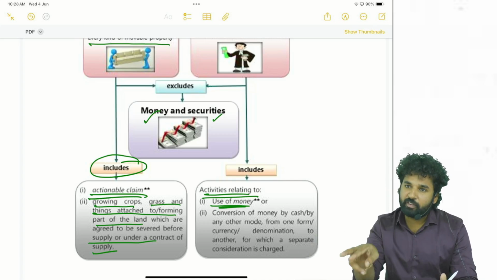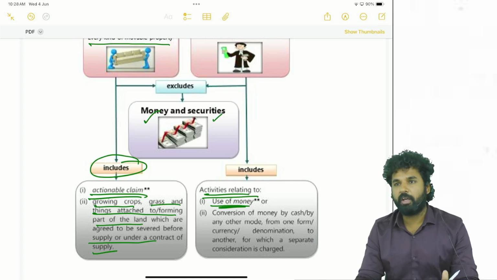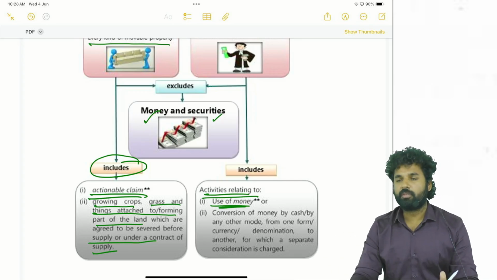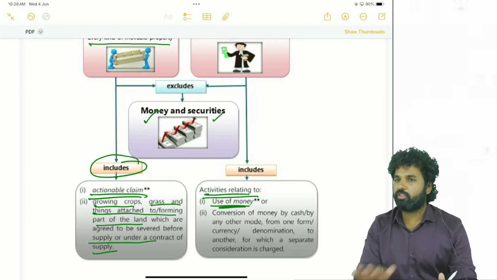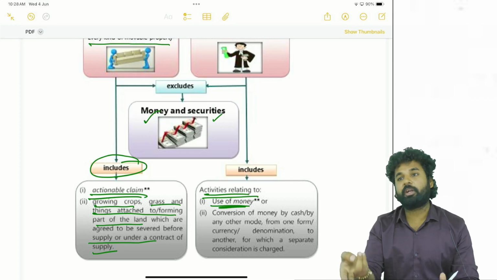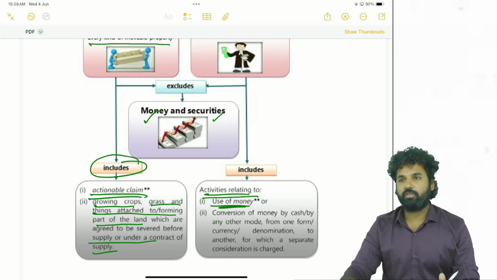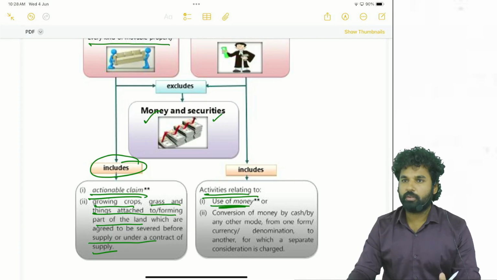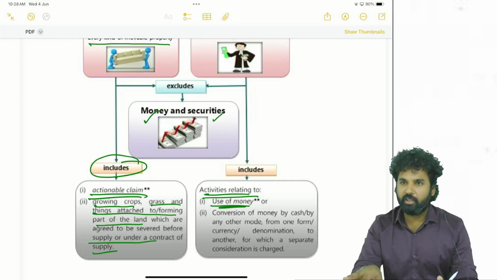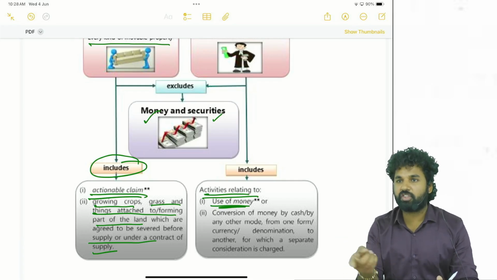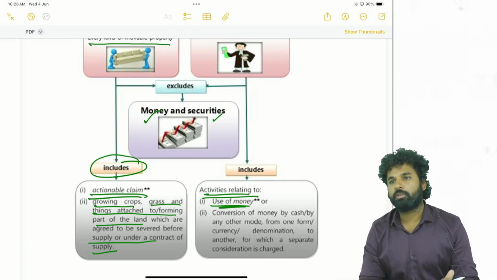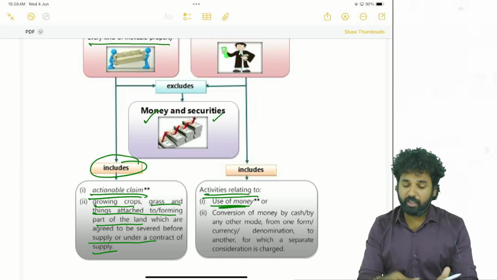Any activity relating to the use of money is a service. Straight away, money by itself is not a good or a service. But any activity with respect to the usage of money is a service. That means you are giving money for some interest. That is an activity for usage of money against which you are charging some consideration. That is what a service is.